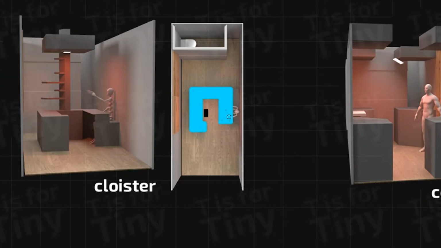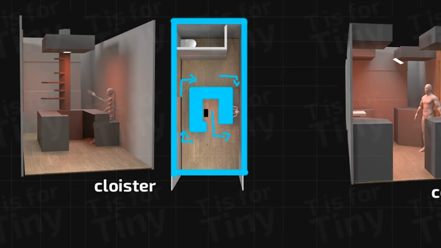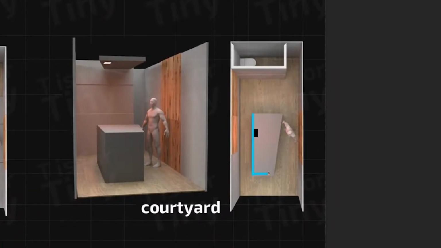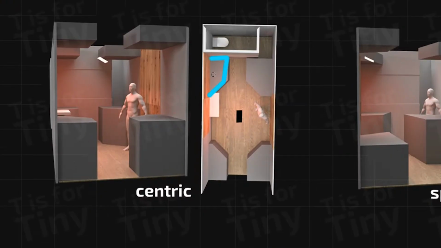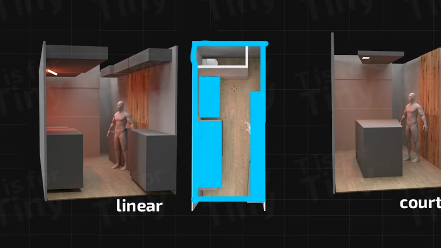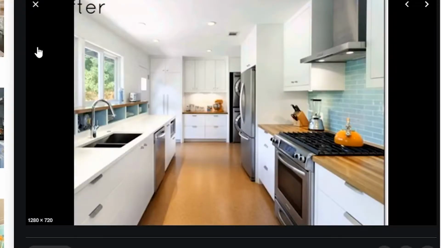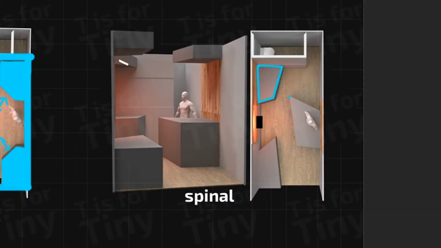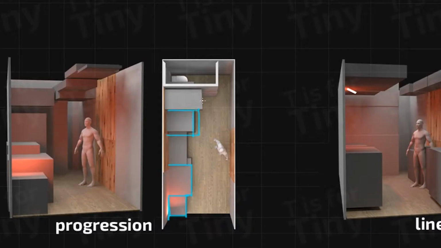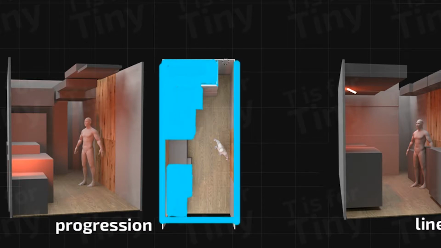A cloister is a cavity surrounded by a walkway. These are usually large spaces with a garden. A courtyard is a cavity surrounded by a building. Centric, you can walk into the center from every direction. And linear is space that makes you move back and forth. The last two are a bit more complex. We have spinal, where cavities come off a center walkway. And progression is a series of cavities that get bigger or smaller as you walk through a space.